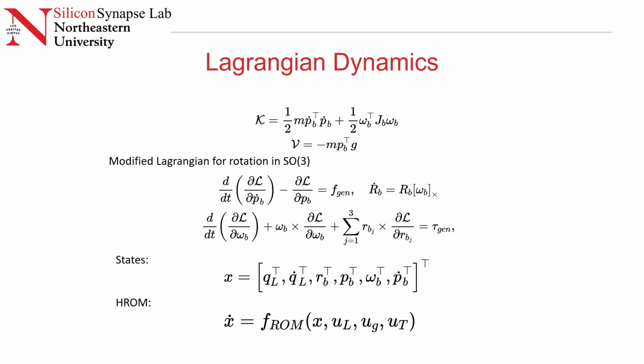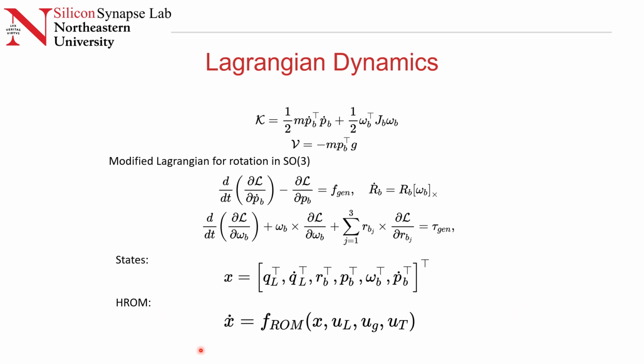For the dynamics equation of motion, we simply follow a Lagrangian dynamics formulation shown over here. So we find the kinetic and potential energy of the system, which is just a single inertial body. And we use a modified Lagrangian for rotation in SO(3) over here. So the equation of motion will show some states in rotation matrix form, and body frame angular velocity. The states are done this way to avoid using Euler rotation, so we can avoid a singular rotation matrix from using Euler angles.